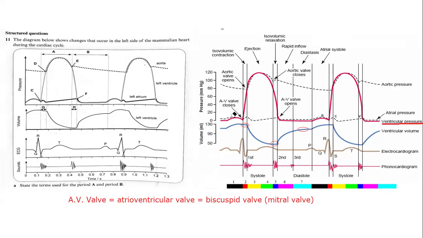Remember, let's go back to the heart diagram. When the ventricular pressure gets bigger than the atrial pressure, what's going to happen to the mitral valve? It's going to close. The mitral valve will close. And that's why this valve closes.